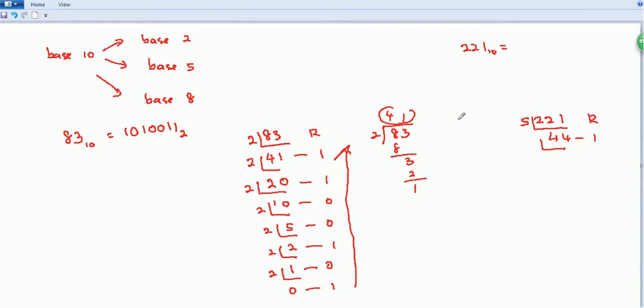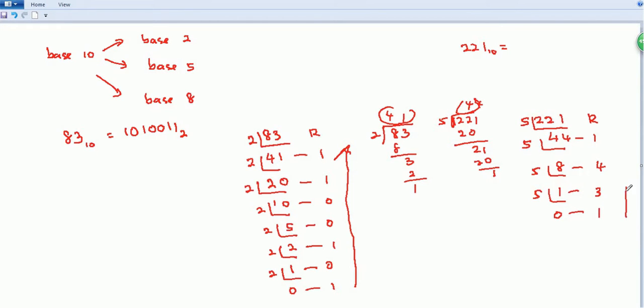Okay, so this one is actually like this, divided by 5. 4 times 5 you get 20, and 4, I write here, remainder I write here. Every time you just divide it by 5, 3, 5, 0, then you can stop, remainder 1. So the answer is 1, 3, 4, 1, base 5.